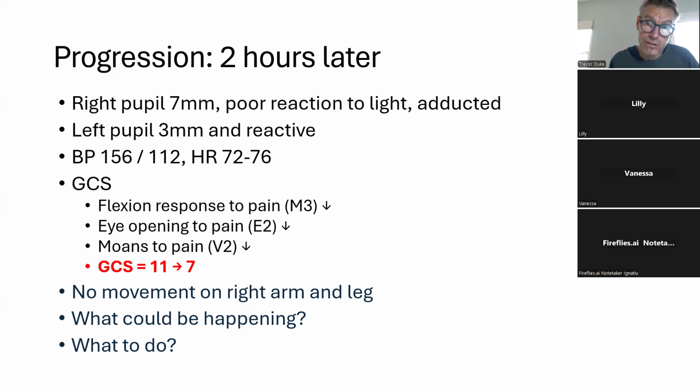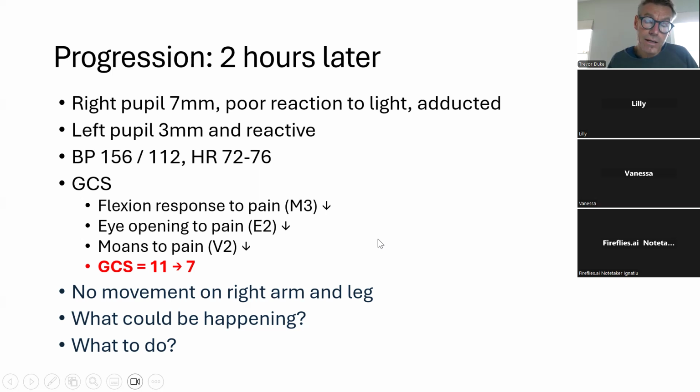And so something must have changed. He also was noted to have poor movement on his right side compared with his left side. So he could still move his left side, but he couldn't move his right side nearly as well. And the question is, what could be happening? This child was crying and moving at the scene. He had a GCS that was 11 or 12 when he first presented, it then dropped to 7, and he's got a right pupillary dilatation, and he's got a right hemiparesis. Something may be happening. And so the question is, what do you do?